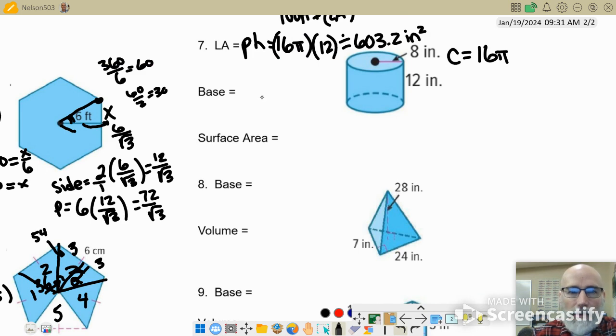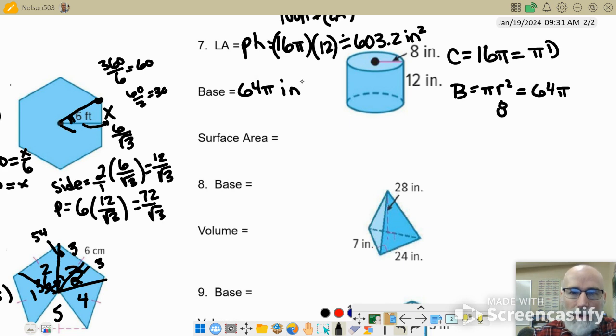The base is pi r squared, right? The area of the base is going to be pi r squared. This was pi times diameter. And so I got 64 pi because I stick an 8 in for the radius. 8 squared is 64, right? So I could just put 64 pi over here. I don't need a decimal approximation. This saves you a little time, right?